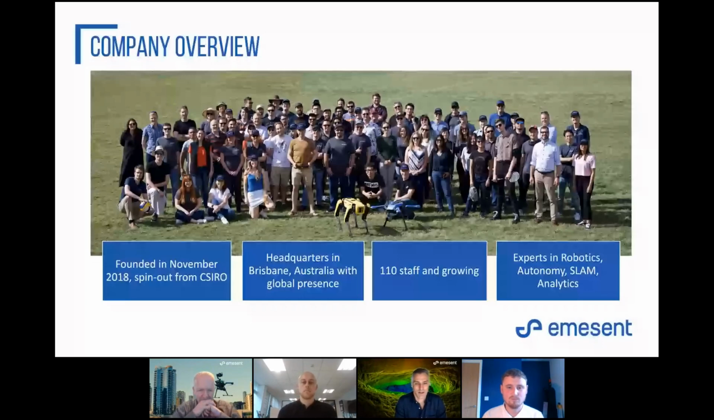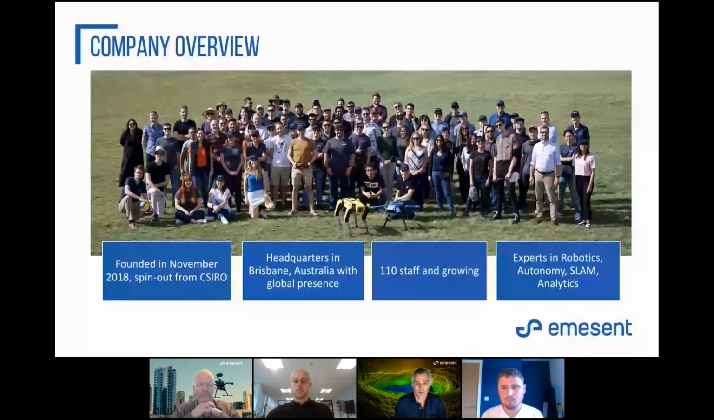So we're based in Australia, background in robotics and autonomy, more than 10 years of R&D at CSIRO prior to forming Emesent. So CSIRO is the sort of national research organization in Australia. And in that group, myself and co-founder and a couple of others worked on drones and drone autonomy and SLAM-based LiDAR mapping. And then we founded Emesent to commercialize some of the technology we developed there, particularly the Hovermap product.